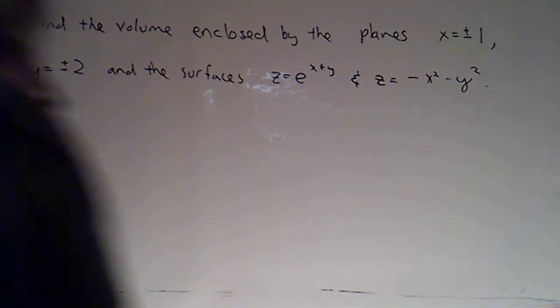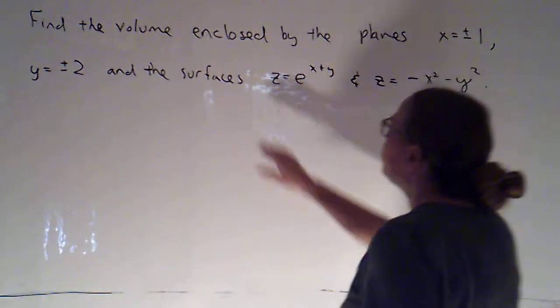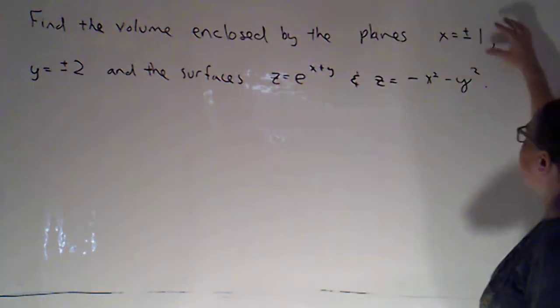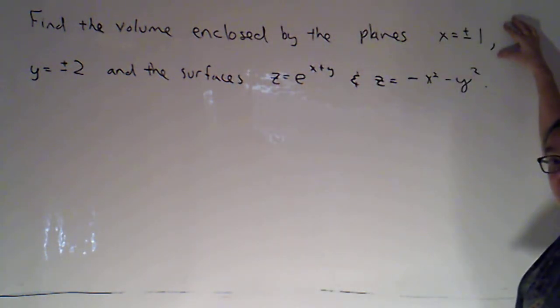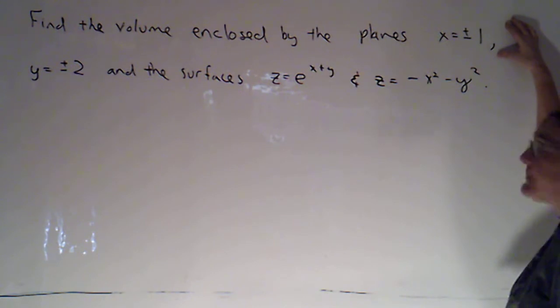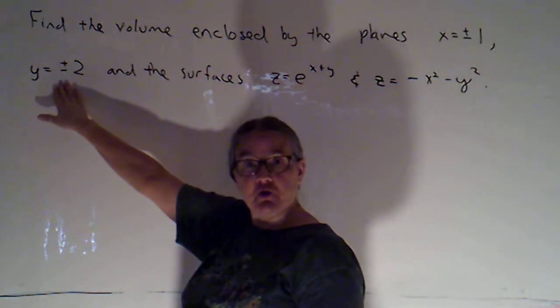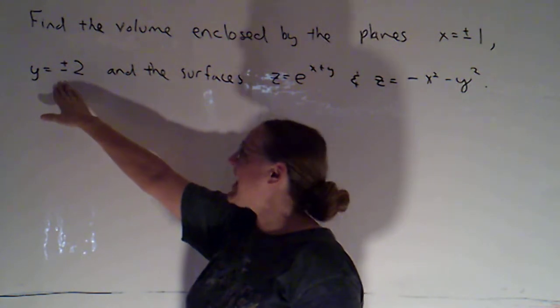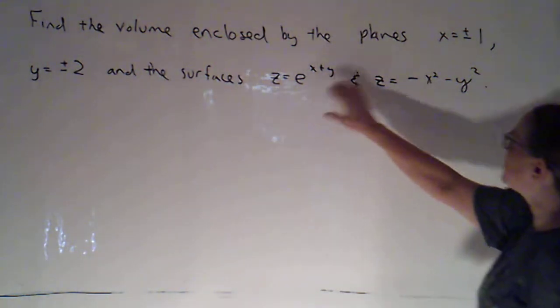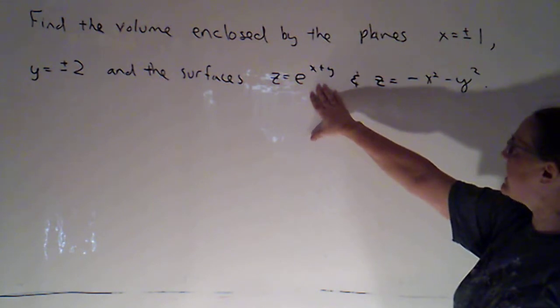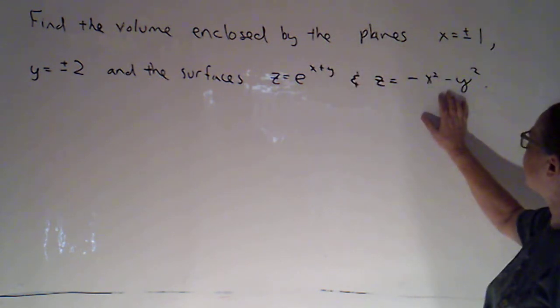I've got a problem up here on the board. We're asked to find the volume enclosed by these two planes, x equals plus or minus 1. That's going to give me two planes parallel to the yz plane. These two planes, y equals plus or minus 2, are two planes parallel to the xz plane. And then these two surfaces, z equals e to the x plus y, and z equals negative x squared minus y squared.